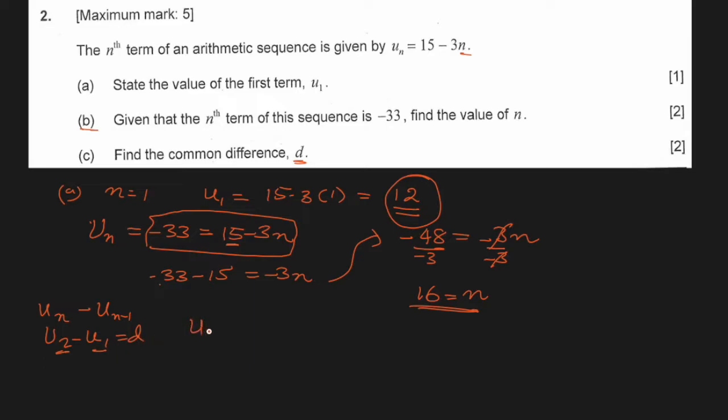So let's find u_2 now. u_2 is 15 minus 3 times 2 this time, using the same equation again. So it will be 15 minus 6, which is 9. And now we have to find d. So d will be u_2, which is 9, minus u_1, which was 12. Answer is negative 3. This is d.